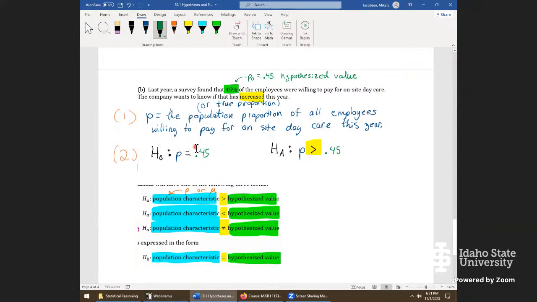That's why the next section is about the kind of mistakes you can make in hypothesis testing. But this is where this problem ends. Any questions at all, folks, on getting through this one?